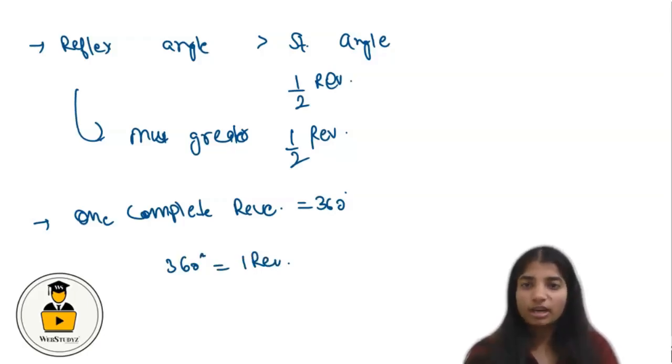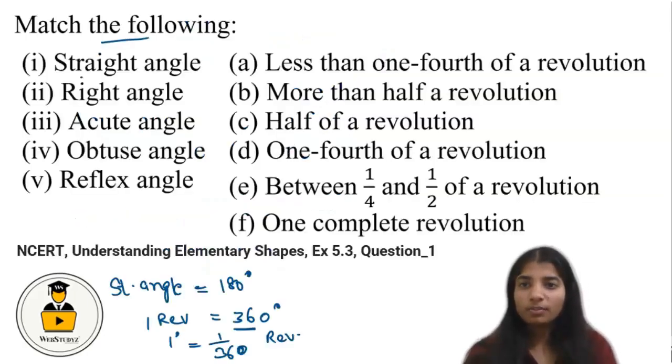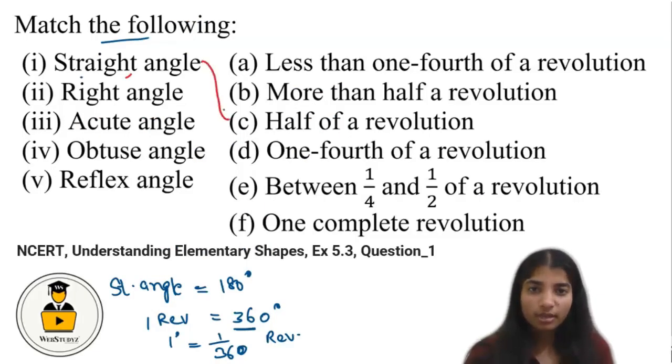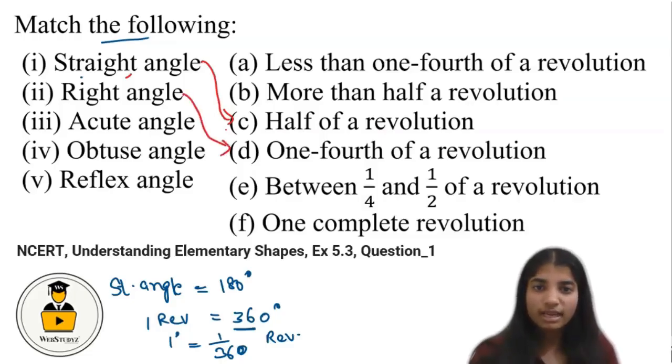Now we are going to start matching them. Firstly is the straight angle. As we just discussed, a straight angle is 1 divided by 2 of a revolution, or we can say half revolution. So we can match it with half of a revolution. Next is the right angle. As we just discussed, a right angle is 90 degrees, which is equal to 1/4 of a revolution. So for the second it is 3.